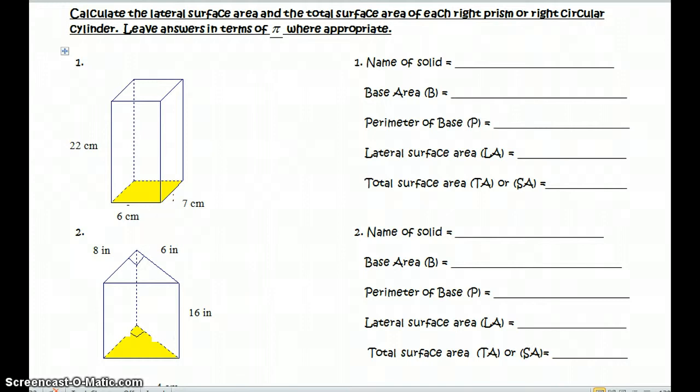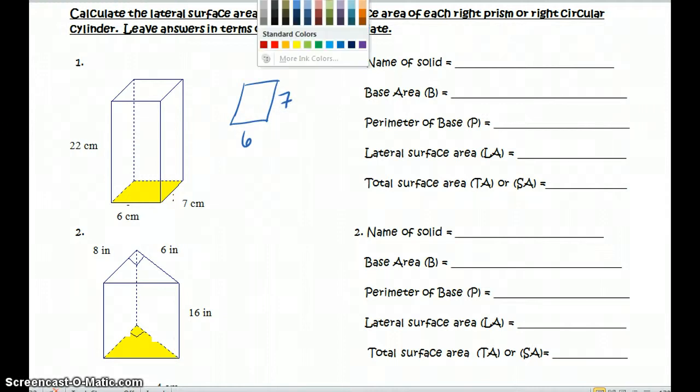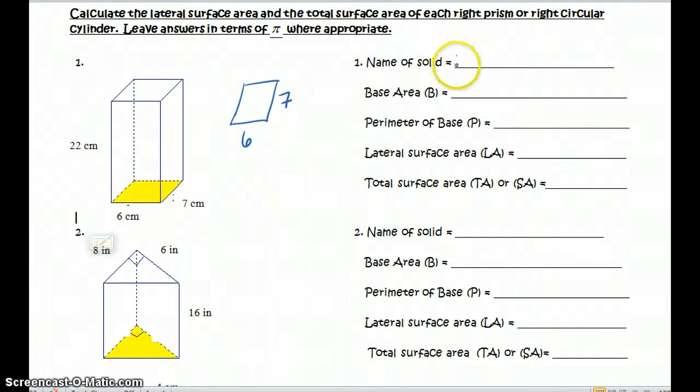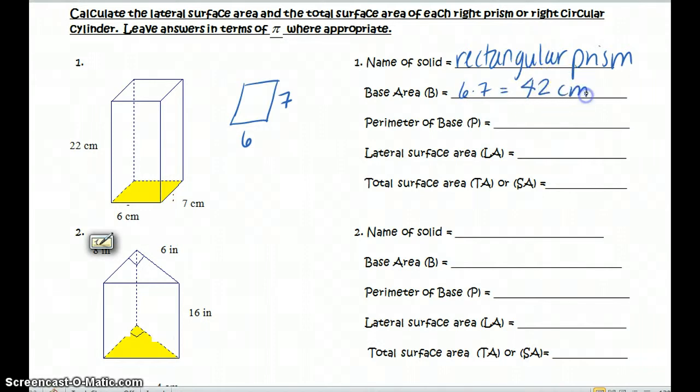So let's first take a look at number 1, and please get in the habit of redrawing the bases so that we don't mix up the height of the base with the height of the actual prism. So the name of this solid would be a rectangular prism. Remember that a prism has 2 bases and they are parallel as well as congruent. So our shape is a rectangle for the base, therefore the area of the base is going to be base times height. So 6 times 7 gives me 42 centimeters squared.